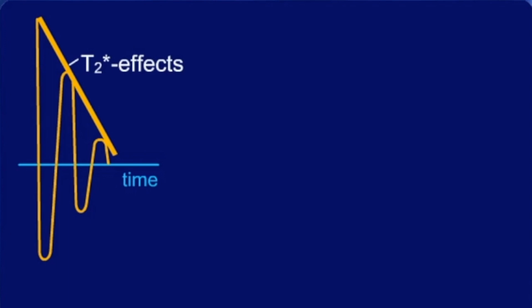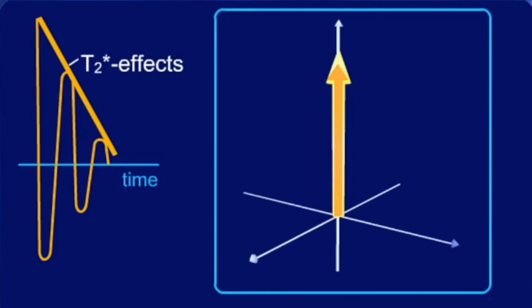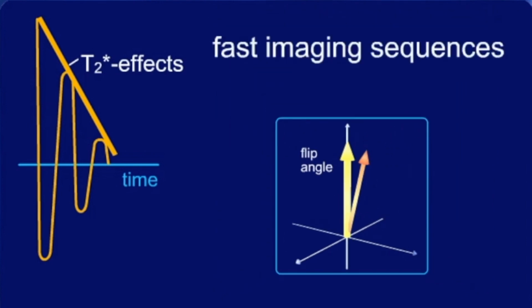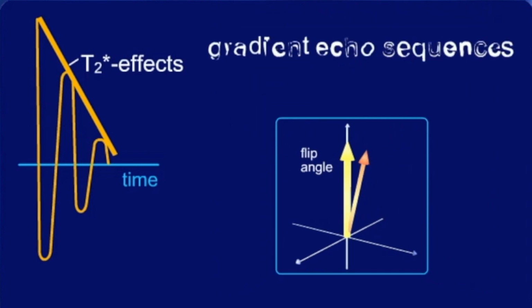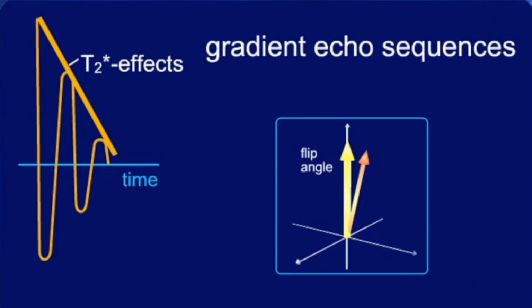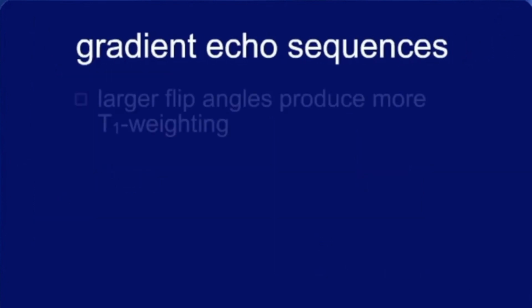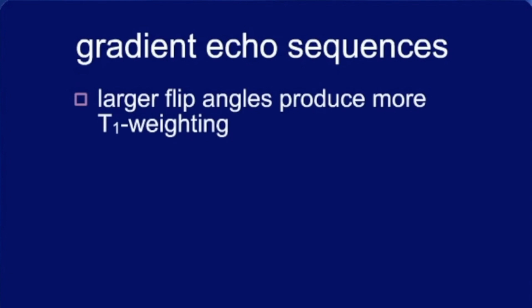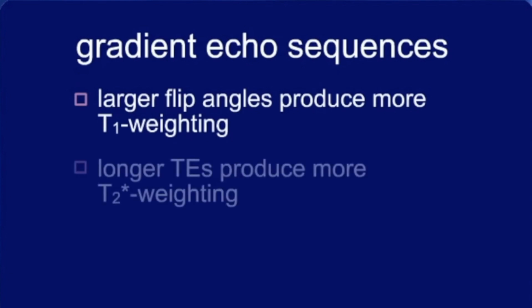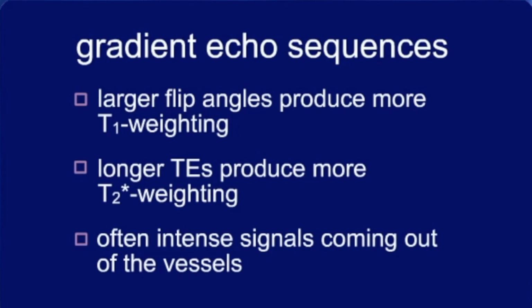Besides these T2 star effects, other factors, for example the flip angle, influence signal intensity in the fast imaging sequences, which are also called gradient echo sequences for obvious reasons. Here are some guidelines about gradient echo imaging. Larger flip angles produce more T1 weighting. Longer TEs produce more T2 star weighting. With fast scans, intense signals often come out of the vessels.